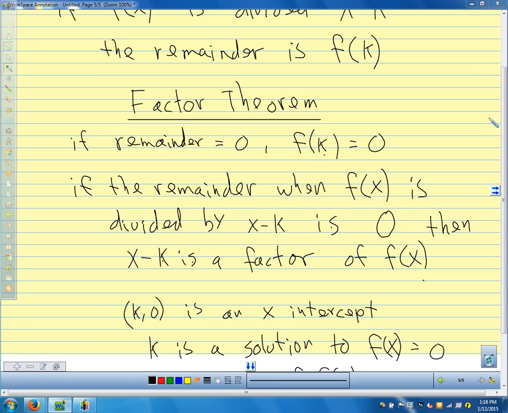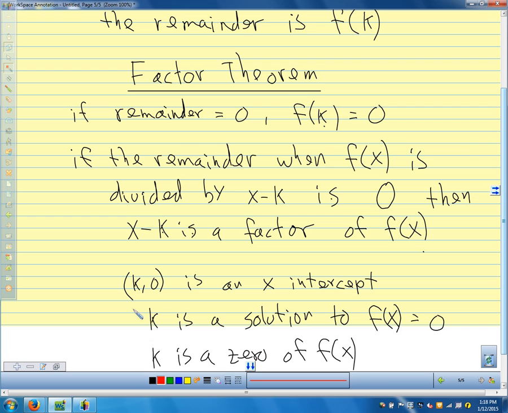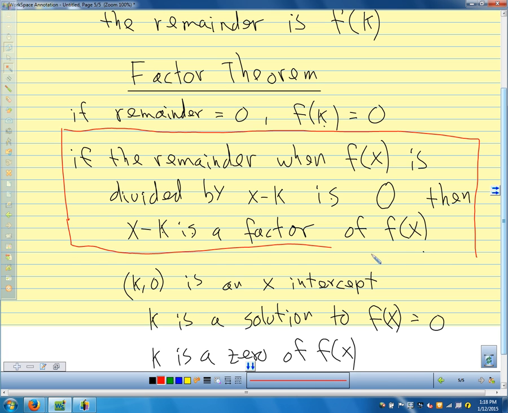All right, so our factor theorem is just this part, but all the things we wrote after mean the exact same thing. Okay, questions?